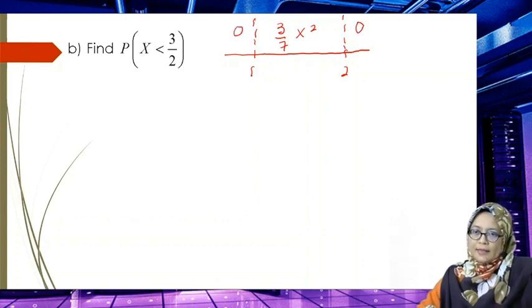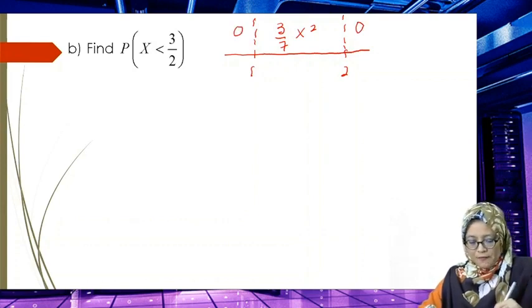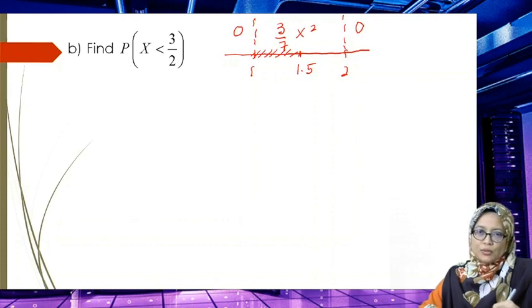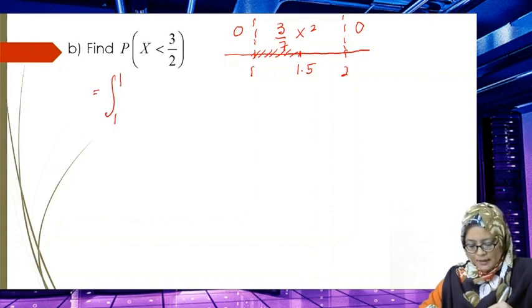Okay, so less than 3 over 2. 3 over 2 is 1.5, so ini 1.5. So less than means that start daripada 1.5, so left side. So sebab kita punya interval tadi start dengan 1, so daripada 1 lah. Okay, so kita akan cari nilai ni, integrate daripada 1, starting kita punya interval sampai kepada nilai yang kita nak tadi is 1.5. Okay, so function 3 over 7 x square dx.